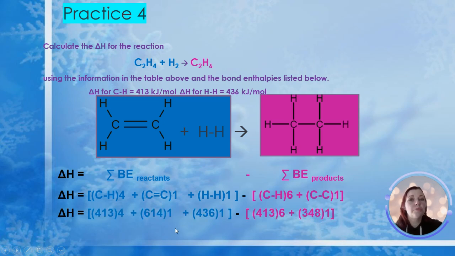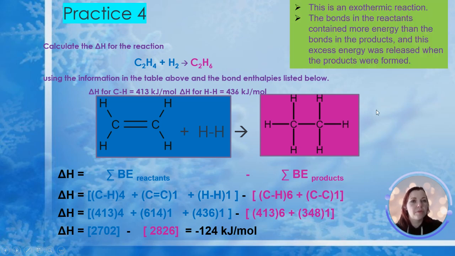All you need to do now is pull out your calculator and let it do the heavy lifting. Then you get 2702 minus 2826, which gives you a value of negative 124 kilojoules per mole. So what does this mean? This means that this is an exothermic reaction. The bonds in the reactants contained more energy than the bonds in the products, and this excess energy was released when the products were formed.